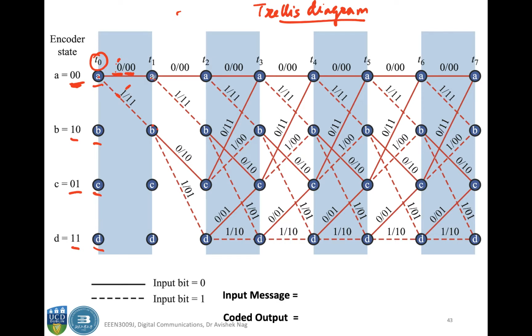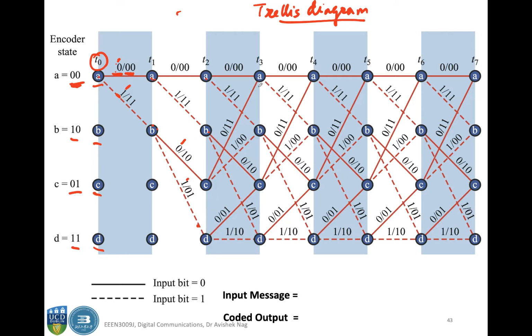So at t1 you can either be at state A if your input was 0, or state B if your input was 1. Now from t1 to t2, again, if you are in state A, you either remain in state A or you can go to state B. If you are in state B, then you can go to state C or state D, depending on whether your input is 0 or 1.